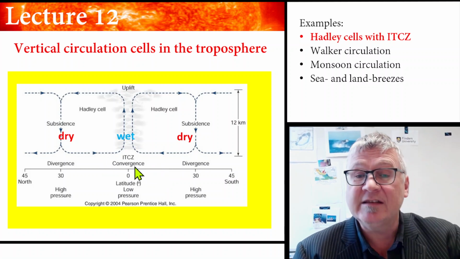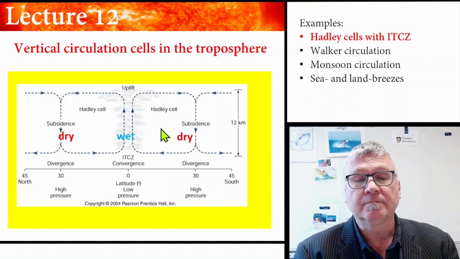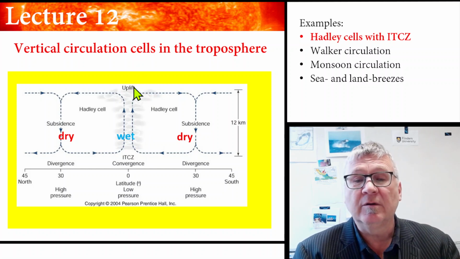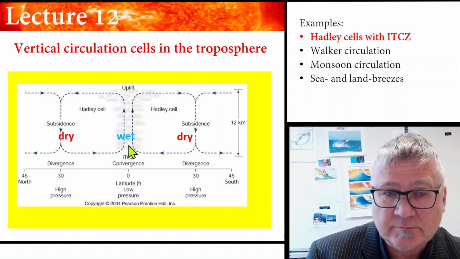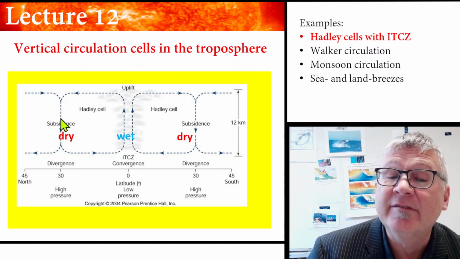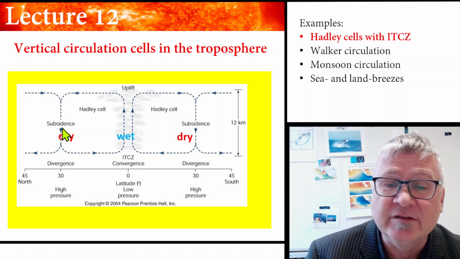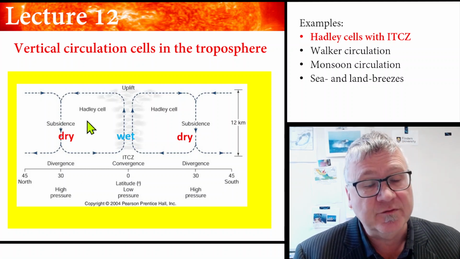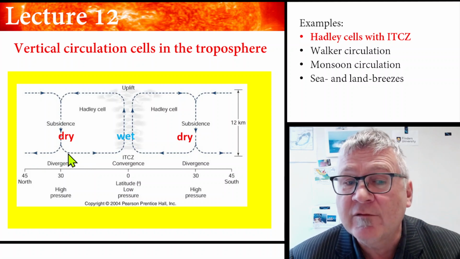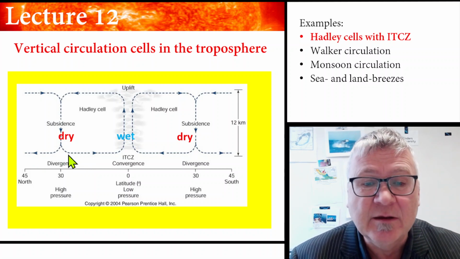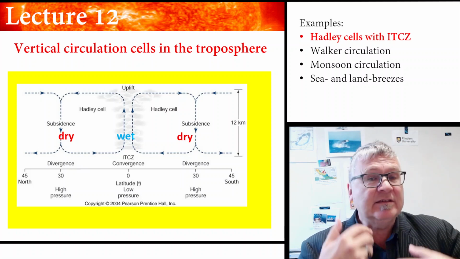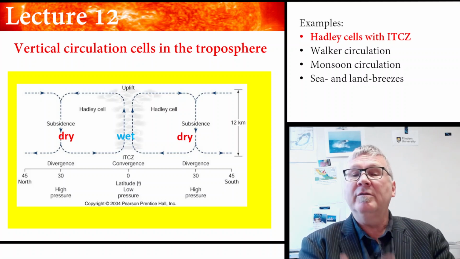So this rising of air creates a wet zone. Intertropical convergence zone, wet region, wet climate. And the subsidence of air, the sinking air masses at around 30 degrees north and south, creates dry zones. It suppresses the formation of clouds, and it suppresses precipitation. So that's all there is, and this cell exists all the time.